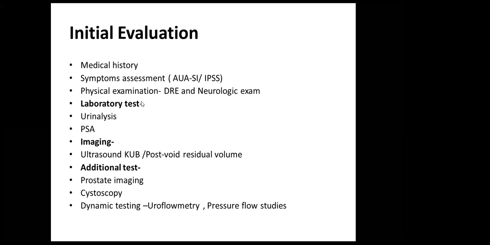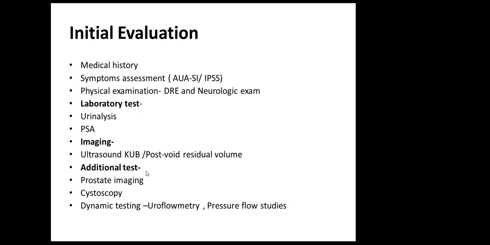Next is laboratory tests. Urine analysis should be done in all patients who are evaluated for benign prostatic hyperplasia. The purpose is to identify whether pyuria, glycosuria, or bacteria is present, which can be a sign of an alternate diagnosis. Next is prostate-specific antigen. It is usually not needed for the diagnosis of BPH, but it is an indirect indicator to measure the prostate volume.